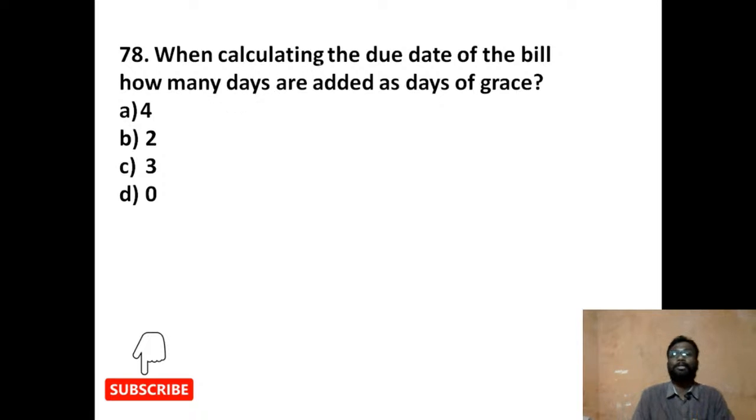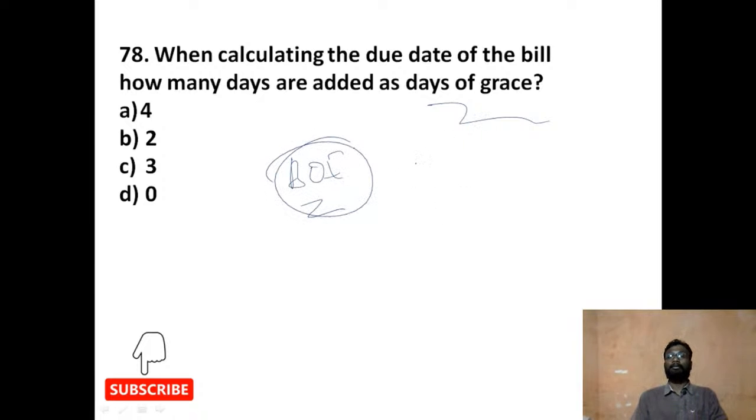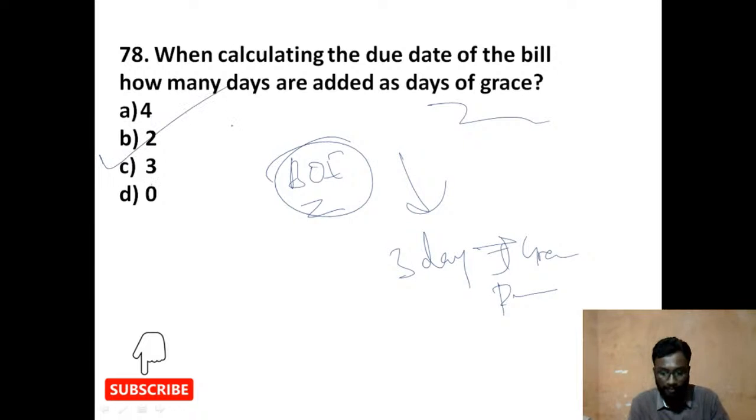When calculating the due date of a bill, how many days are added as days of grace? In bills of exchange, generally 3 days of grace period will be given after the due date. So the grace period is 3 days. Very good Teja, very good guys.